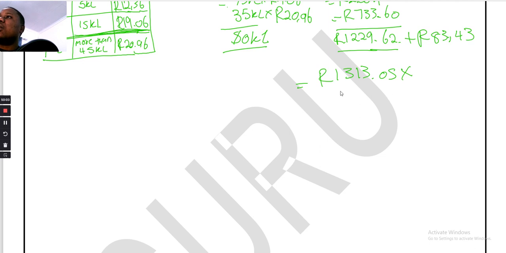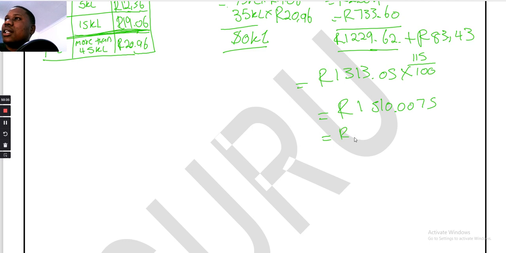Okay, let's include VAT now. Remember, when we include VAT, this amount is excluding VAT, and then we need the amount that includes VAT, which is 115 over 100, which now is going to be multiplied by 115 divided by 100, and that is 1510,0075. So let's round this off to two decimal places.